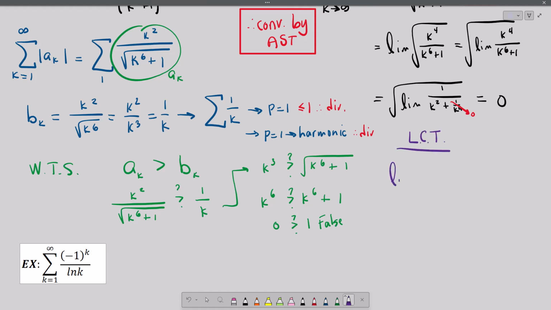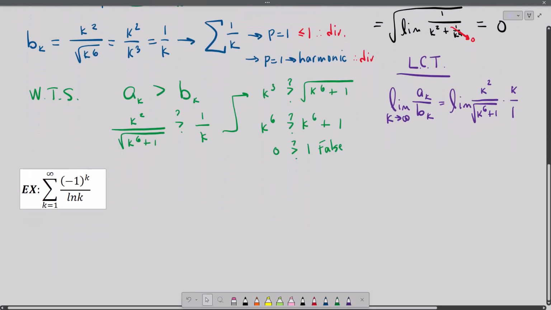And we take the limit of a sub k over b sub k as k goes to infinity. So this will be the limit of a sub k, that thing right there, square root k to the 6 plus 1. And if you divide by b sub k, that's the same as multiplying by the reciprocal of b sub k. So now we have this limit, which we actually already looked at just a second ago.